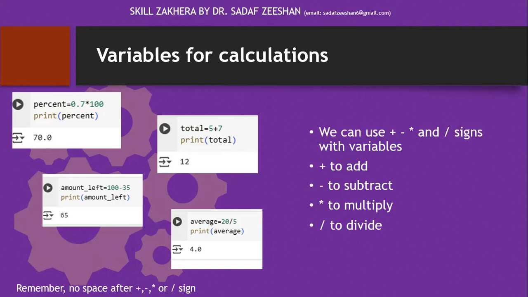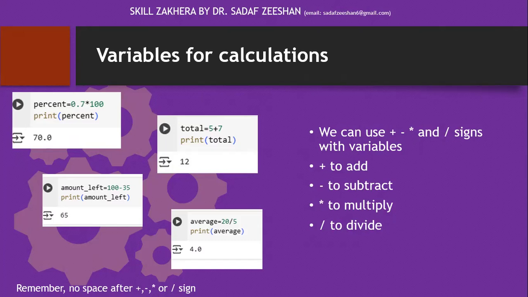For example, if I want to write a percentage, I can use a variable name percent equal to 0.7 times 100, and when I print percent, it gives a float value. Since we have a decimal in it, you can see the console shows a float value and not an integer. Similarly, in the second example, total is equal to 5 plus 7. Since there are no decimals in this, when I print the variable, it gives me an integer. Also, amount left is equal to 100 minus 35. When I print this variable, it executes the calculation and gives me the integer value 65.